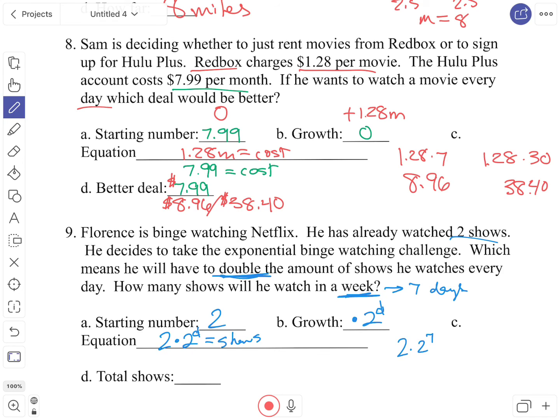Now, 2 to the 7th really means 2 times 2 times 2 times 2 times 2 times 2 times 2. Then our first times 2. So that's really what we're doing, okay? So that would be 4, 8, 16, 32, 64, 128, and 256. So in a week, we'll watch 256 shows.